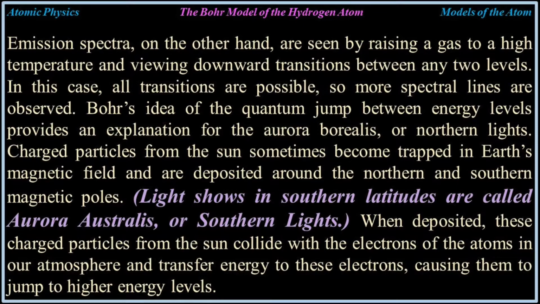Bohr's idea of the quantum jump between energy levels provides an explanation for the aurora borealis, or northern lights. Charged particles from the sun sometimes become trapped in the Earth's magnetic field and are deposited around the northern and southern magnetic poles. Light shows in southern latitudes are called aurora australis, or southern lights. When deposited, these charged particles from the sun collide with electrons of the atoms in our atmosphere and transfer the energy to these electrons, causing them to jump to a higher level.